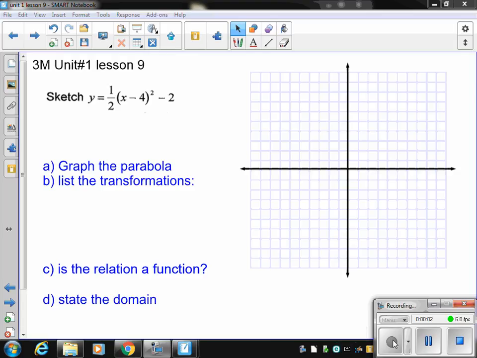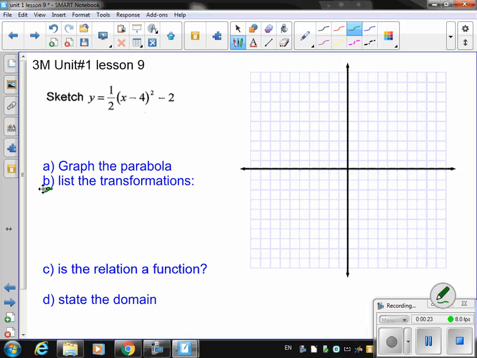Okay, grade 11s, we're continuing from yesterday, but we're going to really focus today on the domain and the range and doing a really careful job with that because I know how much you loved it. Okay, we've been asked to graph the parabola and list the transformations. I'm going to go backwards and list the transformations in English first and then graph it.